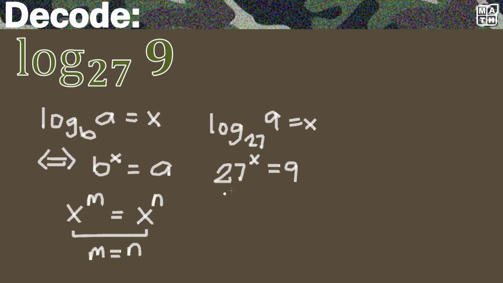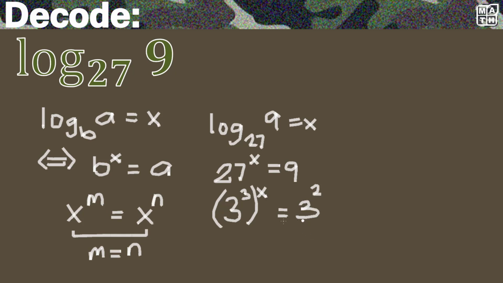And for us to do that, we can express both of these bases in terms of a singular base that will define them. Of course, we cannot create 27 as base 9, but we can make 27 as base 3. For 27 is 3 cubed, and then it's raised to x. Don't forget that because it is very important as we go further. And of course, 9 is 3 squared.